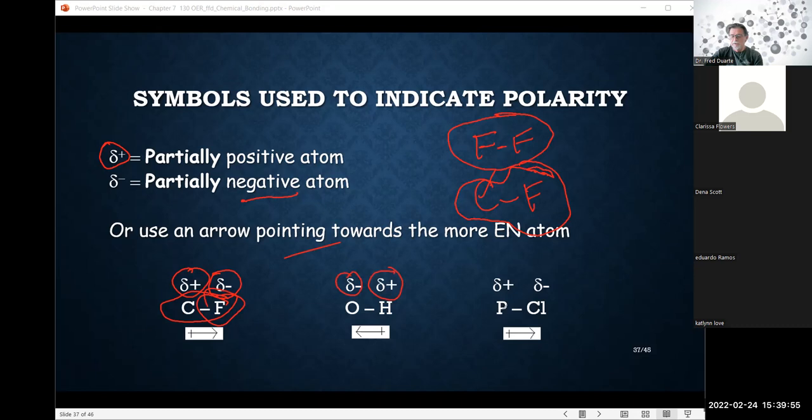Here we have a phosphorus and a chloride bond. Well, again, looking at the electronegativity relative to the periodic table, we see that the chloride is a lot more electronegative than the phosphorus, simply because it's closer to fluorine. So the chloride exhibits the partial negative and the phosphorus has the partial positive, and therefore our dipole arrow goes from left to right, okay? Left to right.